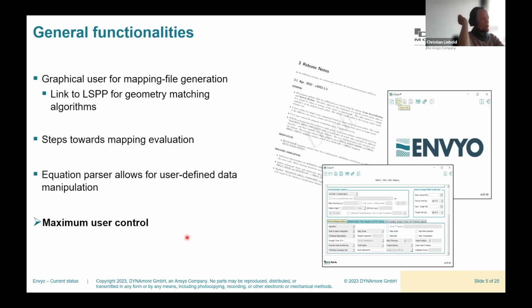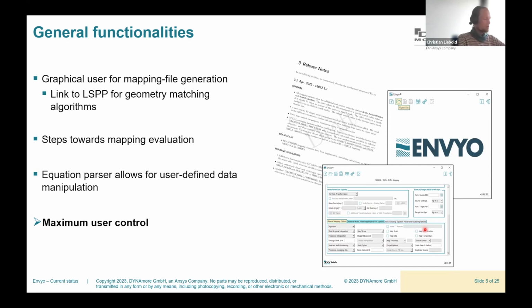A few more comments on the general functionalities. We do have a graphical user interface, which helps with the mapping file generation. It's nothing really sophisticated, but basically you see the input here on the right. That's the main startup window. Then you can either open a file or start to create a new project. And what it should usually do is help the user select where the data is coming from, and where the data is supposed to go.